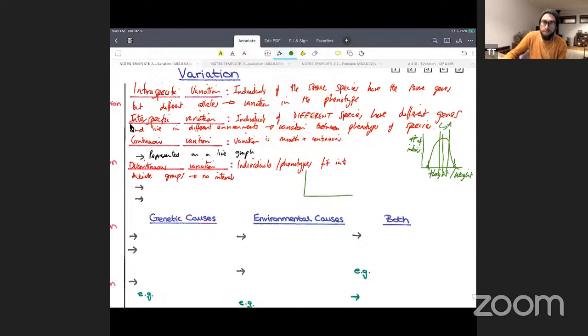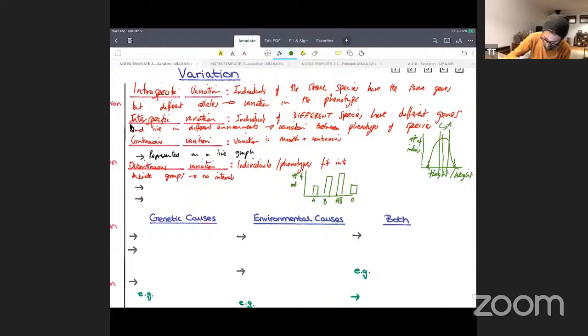Bar graph. Could be male, female, could be blood group, could be tall or dwarf. So A, maybe B, could be A, B, O, and again, number of individuals.